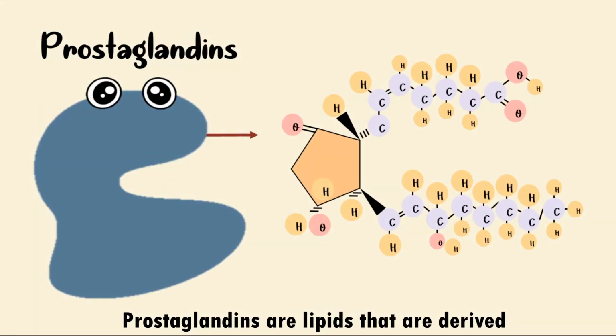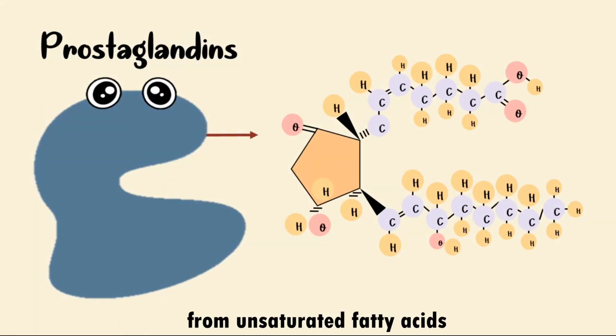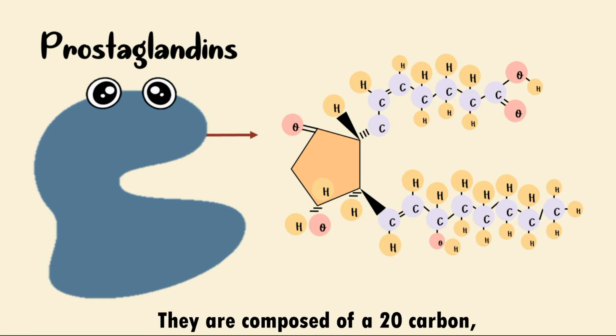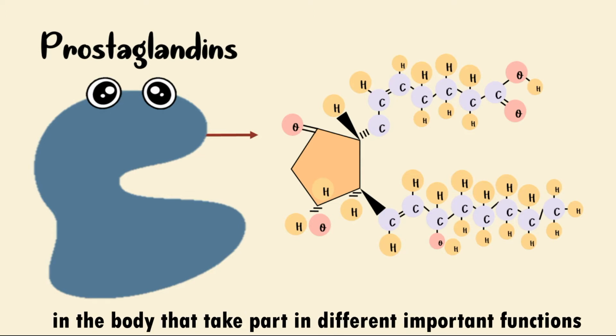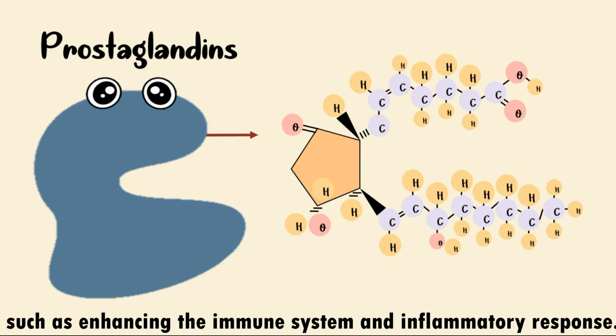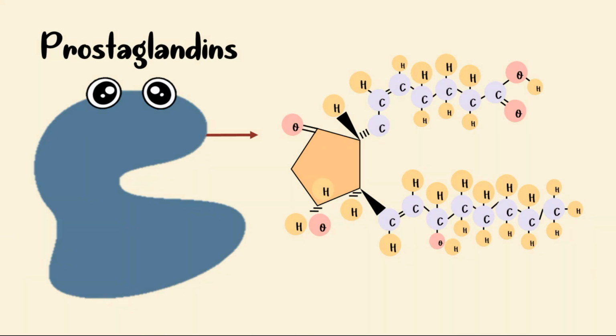Prostaglandins are lipids that are derived from unsaturated fatty acids. They are composed of 20 carbons, including a 5-carbon ring structure. There are many types of prostaglandins in the body that take part in different important functions, such as enhancing the immune system and inflammatory response.